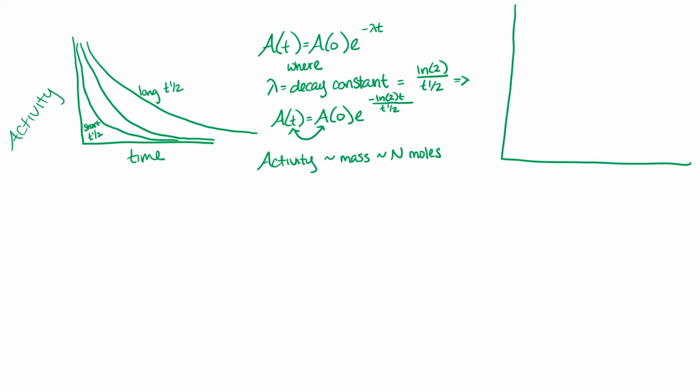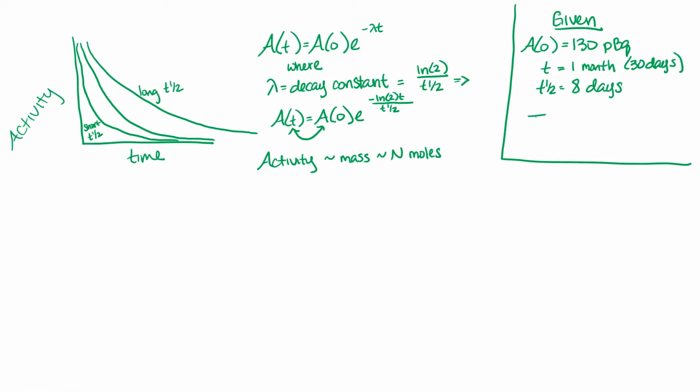So let's look at a problem where we're given a radionuclide source with an initial activity level of 130 picobecquerel. After 1 month, or about 30 days, given a half-life of 8 days, how much radioactivity would we expect to remain? This particular radionuclide in question is iodine-131, which we would have to know has a half-life of 8 days. Again, the half-life is a property of the specific radionuclide, so this is something that we could look up and verify.